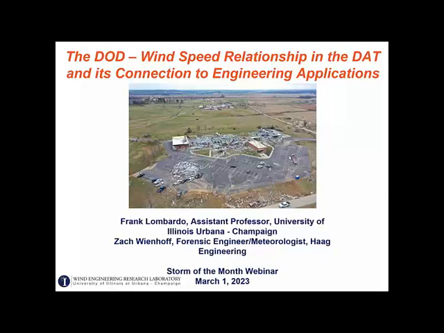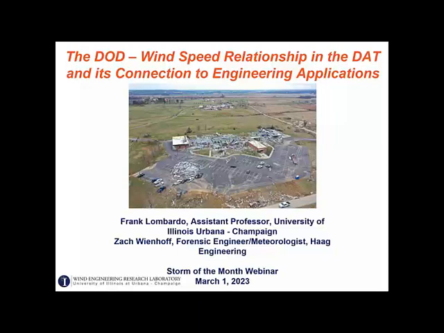They've done a careful examination of the database that we have for several damage indicators. They'll focus on one of them and talk about how they compare to some idealized models to see how we're doing as a weather service, and then show how the DAT is being used in the research community. Frank Lombardo is an assistant professor at the University of Illinois, Urbana-Champaign.